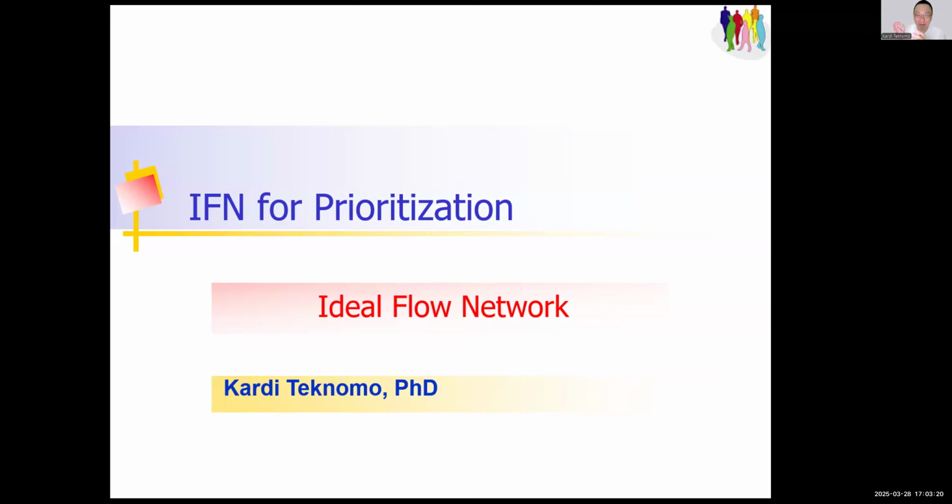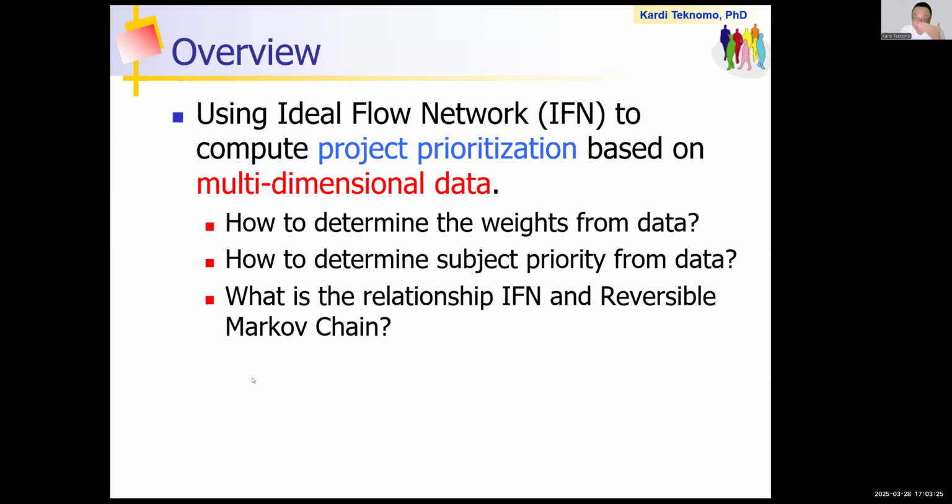So this is the first topic: ideal flow network for prioritization. In this topic, we will discuss how to use ideal flow network to compute task or project prioritization based on multi-dimensional data. How to determine the weight of the data from the data, and then determine the subject priority or the project priority from the data. And then we will touch a little bit on the theory, based on the relationship between IFN and what is called the reversible Markov chain.